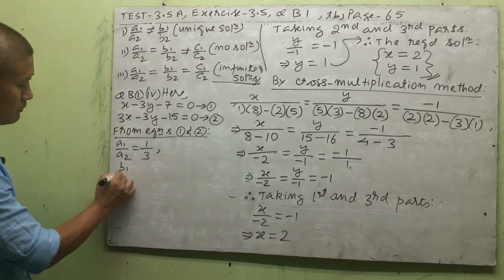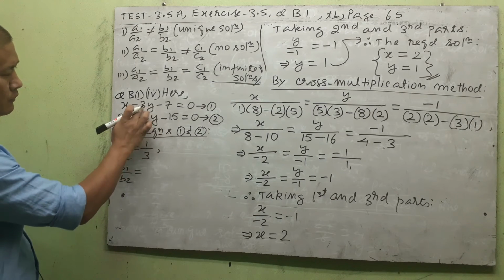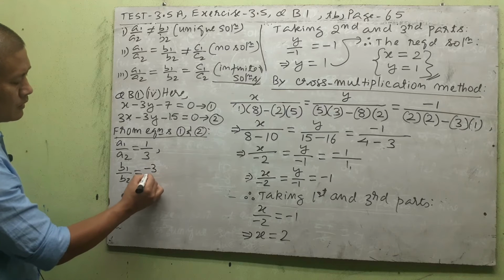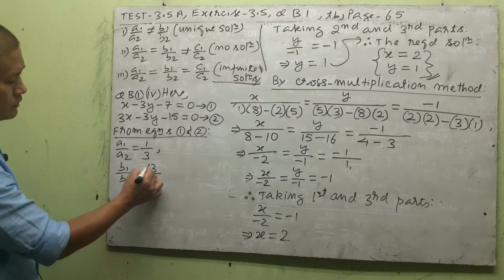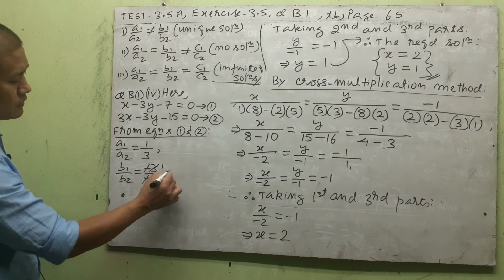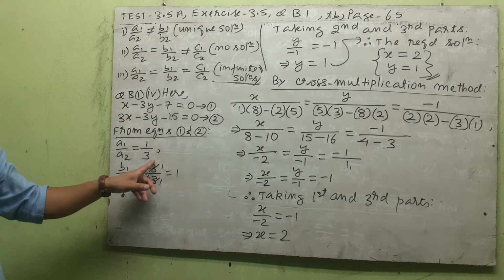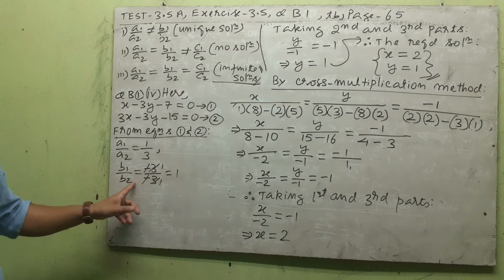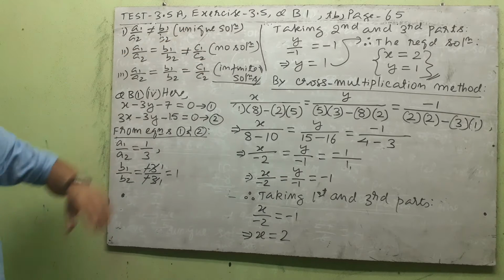And then B1 by B2 is the ratio of the coefficients of y. B1 is minus 3 and B2 is also minus 3, so the two minuses cancel, and 3 1s are 3, 3 1s are 3, so 1 by 1 is 1. A1 by A2 is equal to 1 by 3. B1 by B2 is equal to 1, which means they are not equal. In this case, unique solution again.